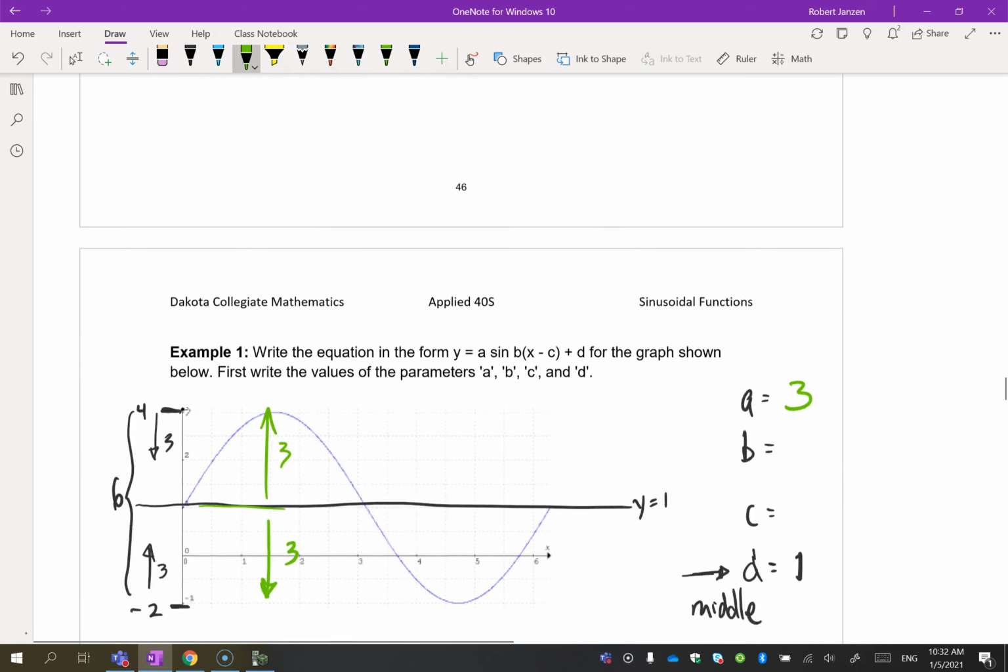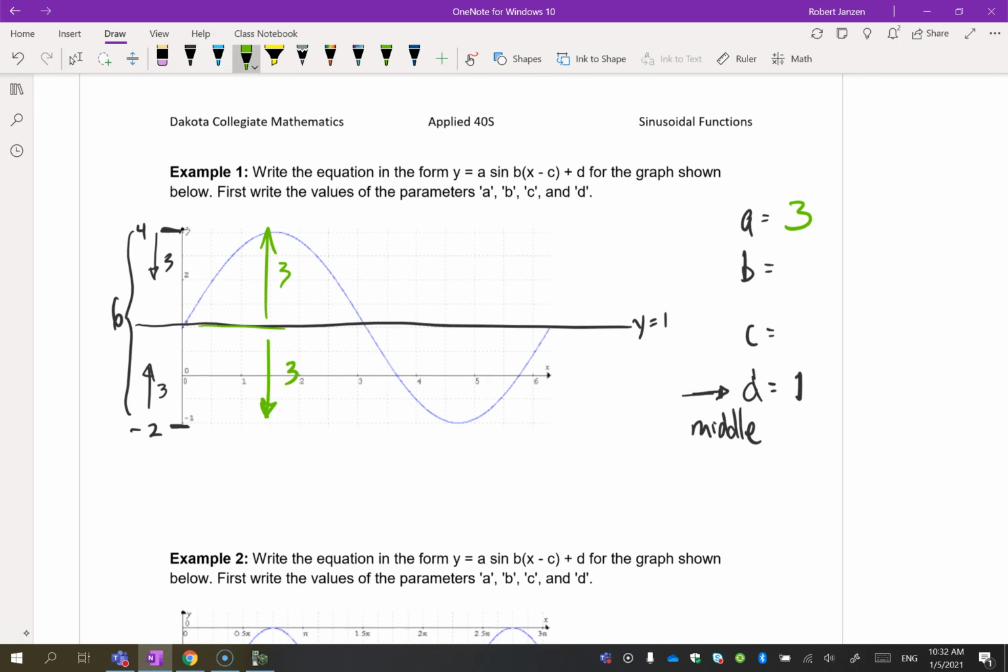So let's try that. What is the period of this graph? Well, you can see this is 6 point something. This is supposed to be 6.28, or better yet, is 2 pi. Okay, so how do we get b? We're supposed to go 2 pi divided by the period. In this case, the period is 2 pi. So we get b is 1.